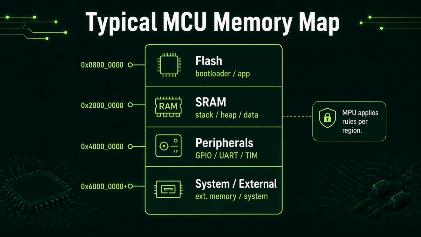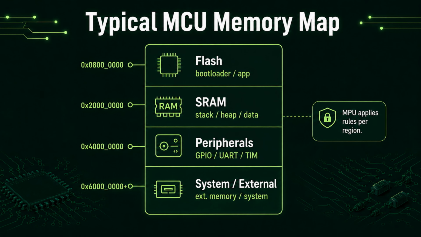SRAM commonly begins around 0x20000000. It contains the task stacks, heap, global variables, local variables, and communication buffers. Peripheral registers are normally memory mapped around 0x40000000. Reading or writing these addresses controls hardware modules such as GPIO, UART, SPI, timers, and ADCs. Other regions may contain external memory, system control registers, or processor-specific components.